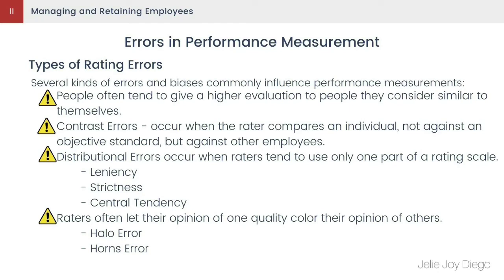of the scale. Rating errors also occur when raters often let their opinion of one quality color their opinion of others. Such errors include halo error and horns error. Halo error arises when raters rate employees positively in all areas because of strong performance observed only in one area. Conversely, horns error arises when raters rate employees negatively in all areas because of weak performance observed only in one area.